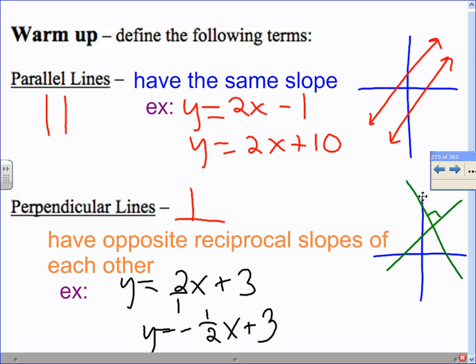Perpendicular lines must have opposite reciprocal slopes. We don't care about this. I don't care if these are the same or different. All we care about with parallel and perpendicular is that the slopes are related, like I told you. Opposite reciprocal, the same.